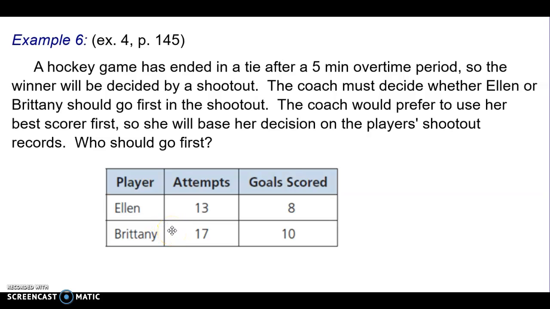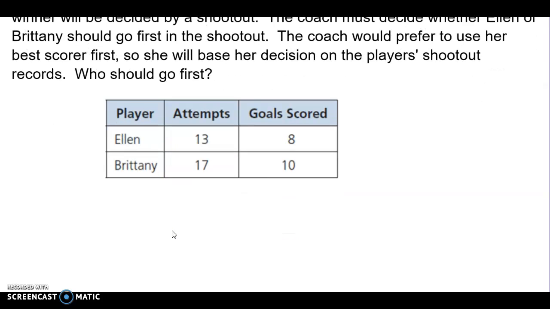So there are two players here, Ellen and Brittany. The number of attempts is the total number of outcomes, and the goals scored are our favorable outcomes. So let's take a look at Ellen. The probability of Ellen scoring.